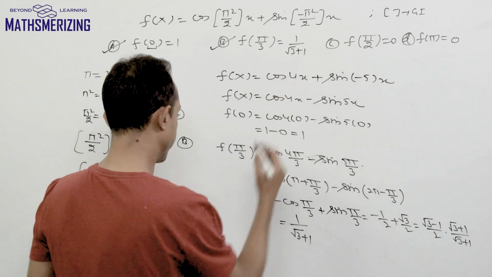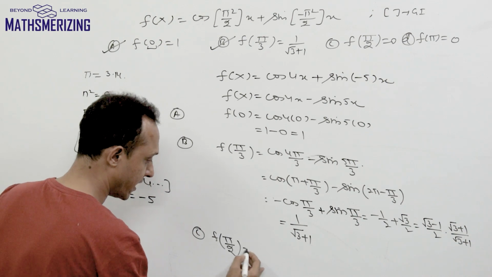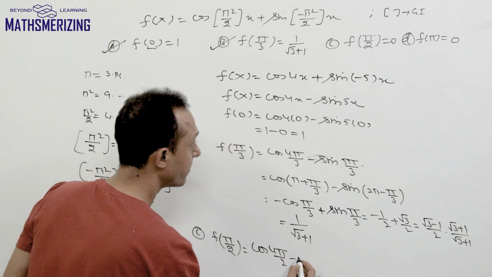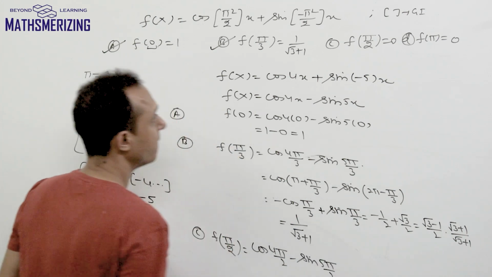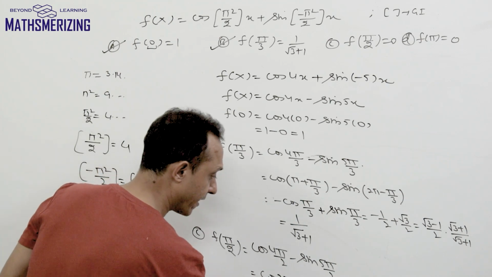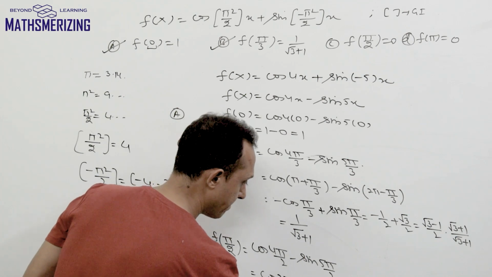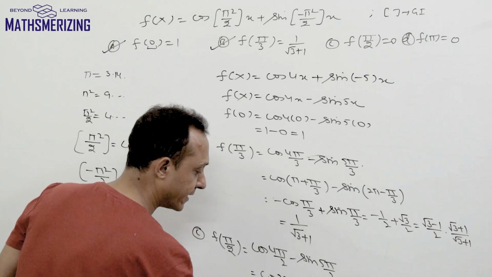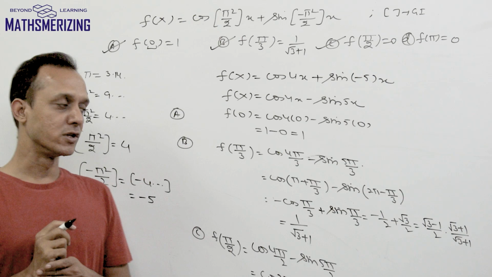What about option number C? The value of f(pi by 2). Now if I put x as pi by 2, I can write cos 4 pi by 2 minus sine 5 pi by 2. Now cos 4 pi by 2 is simply cos 2 pi, and sine 5 pi by 2 is simply sine of 2 pi plus pi by 2. Now cos 2 pi is 1 and sine of 2 pi plus theta is sine theta. So sine 90 is 1. So 1 minus 1 is 0. So that is, option number C is also correct.